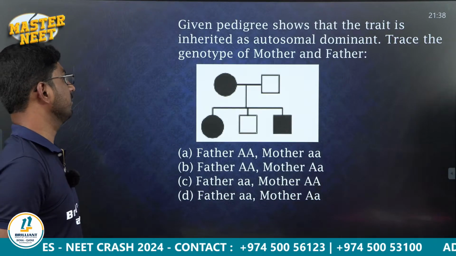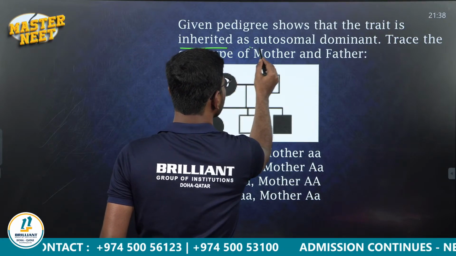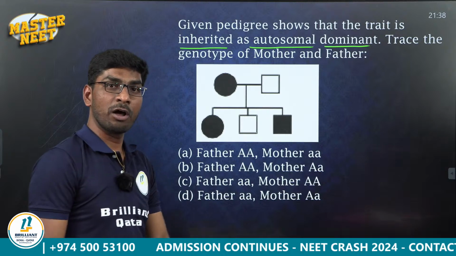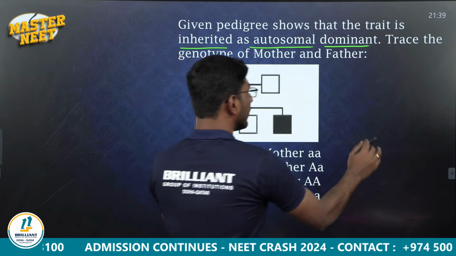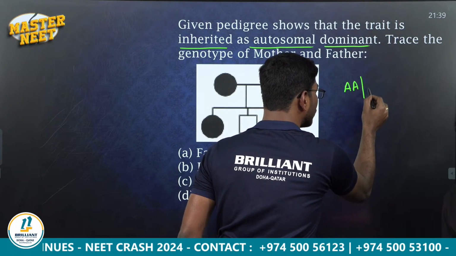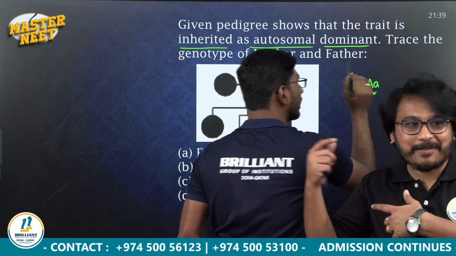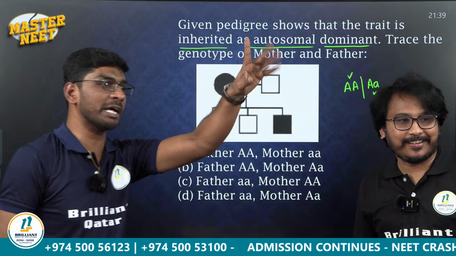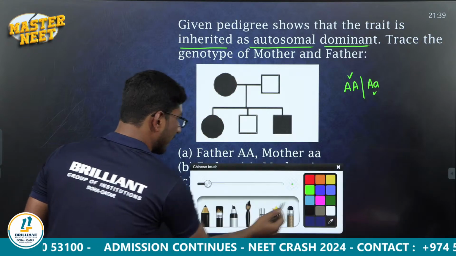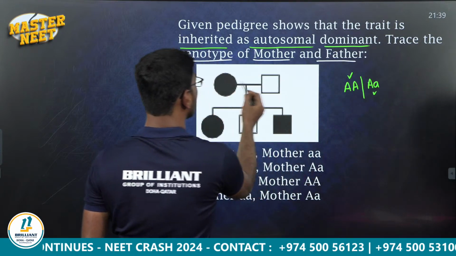Next. Look here. The given pedigree shows the trait is inherited as autosomal dominant. An autosomal dominant condition will be expressed in the homozygous condition and also in the heterozygous condition. Both conditions it will be expressed. Can any one of you give me the correct answer to this one? What they asked is the genotype of the mother and father. These two they are asking.